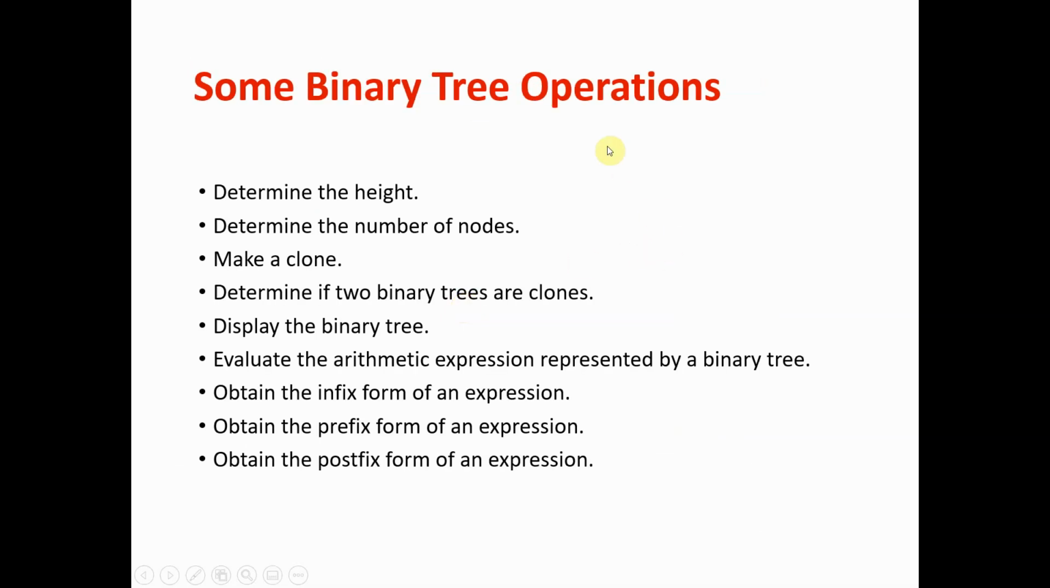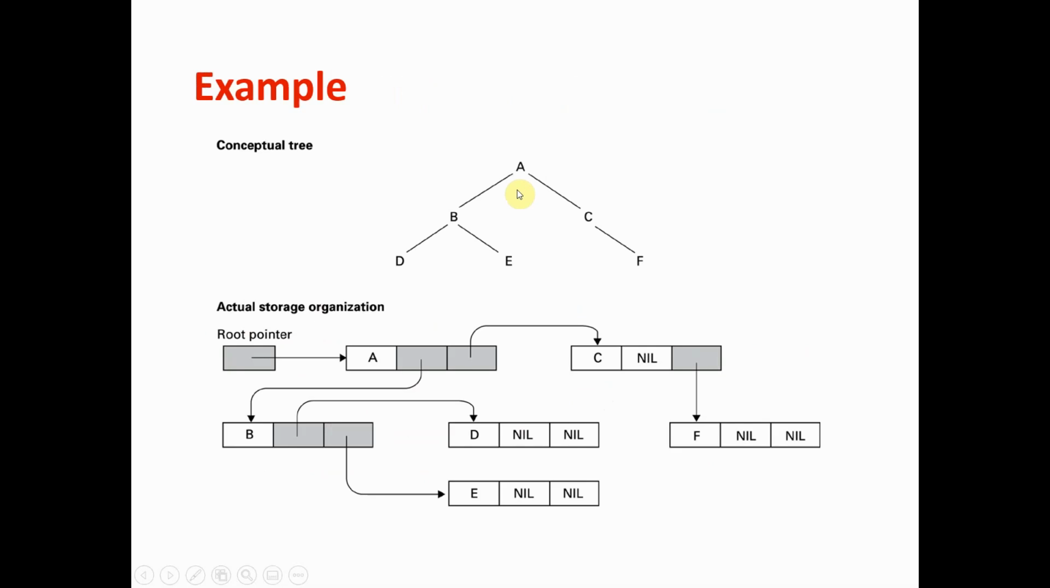I already mentioned in the previous video some of the operations that you can have for trees. Some other binary tree operations are finding the height, finding the number of nodes, making a clone of your tree, determining if two binary trees are copies or clones of each other, and displaying the binary tree, basically traversing through every single node and displaying it. There is also evaluating the arithmetic expression represented by a binary tree, and obtaining the infix, postfix, and prefix of an arithmetic expression. So these are some of the binary tree operations you can have.